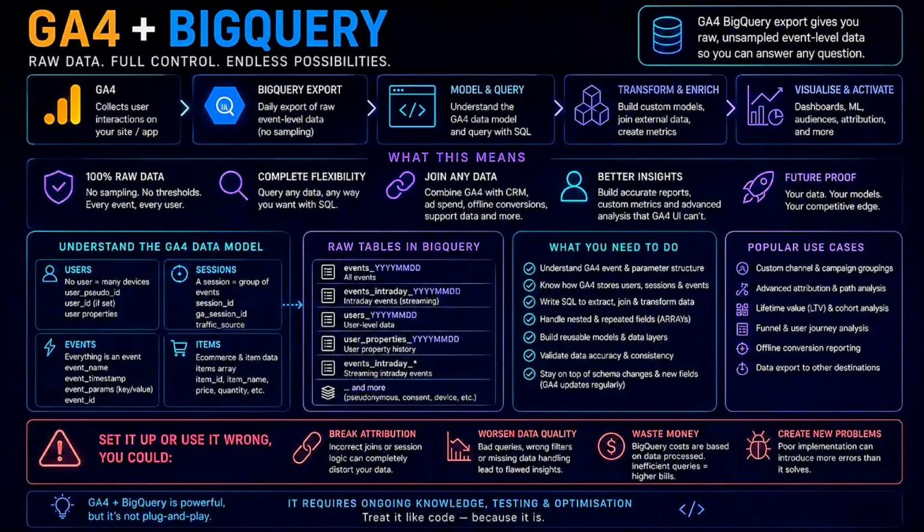And if you want real control over your data and to bypass sampling and other limits like thresholding that the GA4 UI can have, you probably need to move beyond the GA4 interface and start working with BigQuery. That means understanding raw event-level data, knowing how GA4 stores users, sessions, events, and other parameters, and being able to query and model that data using SQL.